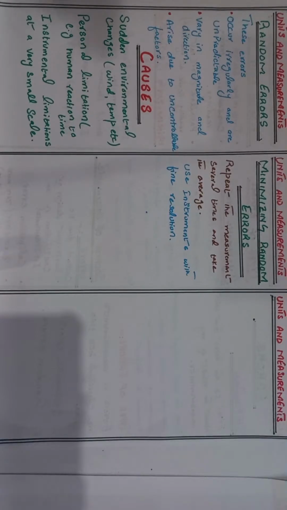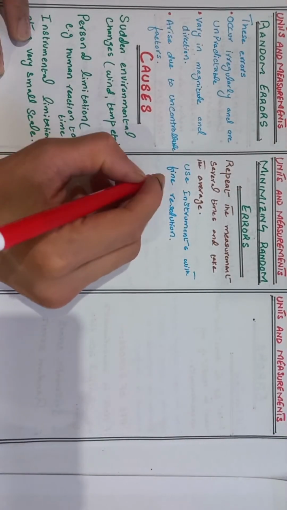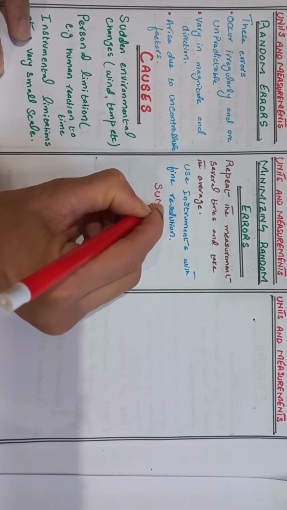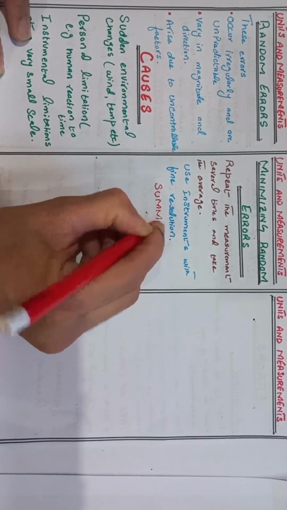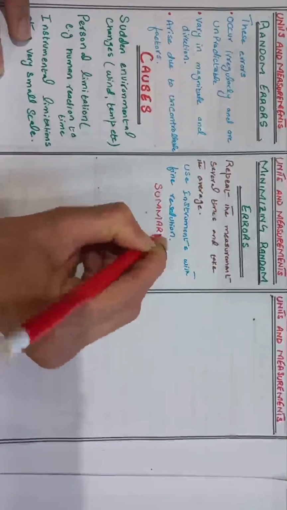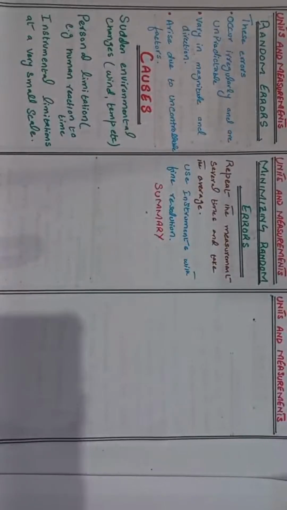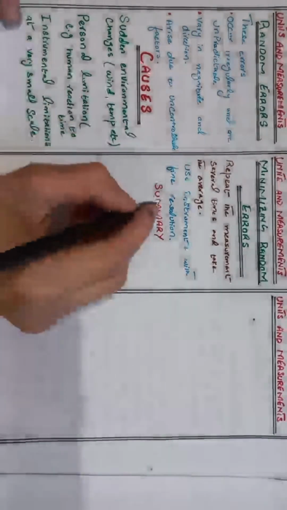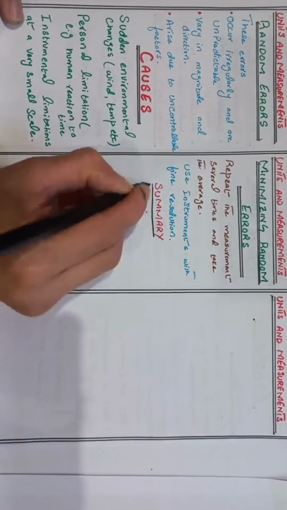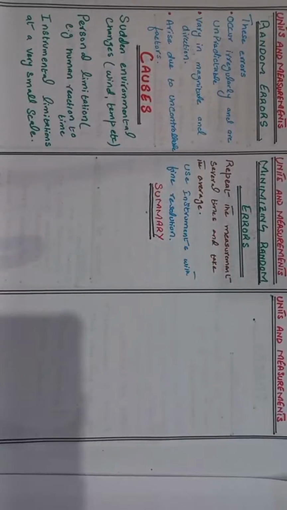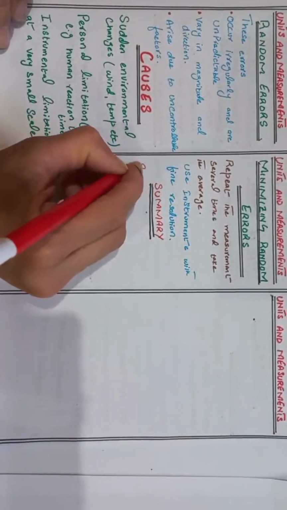Okay, now we discuss its summary. If we discuss a summary of the random error, here we write the summary that we discussed today. The first point we will discuss is systematic error.